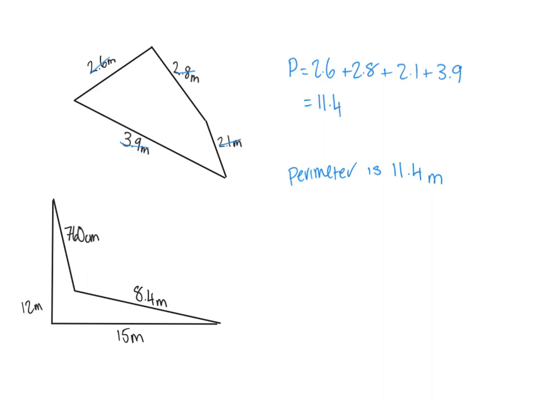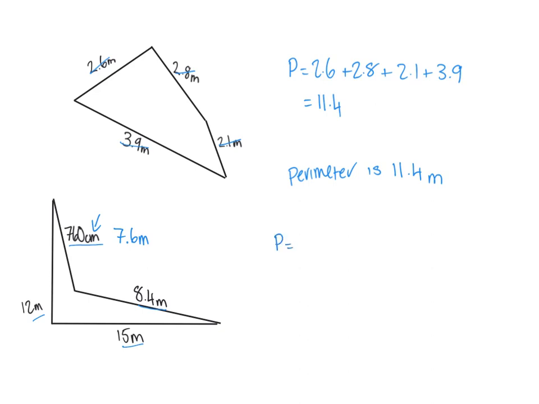Now in this next example, it's very similar, except there is one tiny difference, and that's that not all of the measurements are given to us in the same unit. So you'll notice that we've got 12 meters, 15 meters, 8.4 meters, and 760 centimeters. So before we can do anything, our first step is to make sure that all of our measurements are in the same unit. Because most of them are already meters, I'm going to convert this one into meters as well. So 760 centimeters would be 7.6 meters, and you can use a unit conversion chart to help you with something like this.